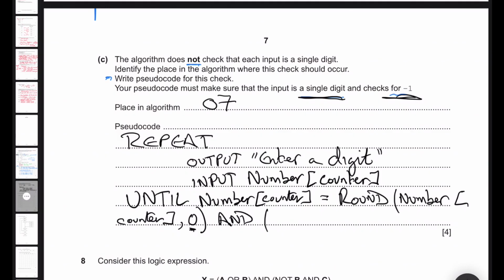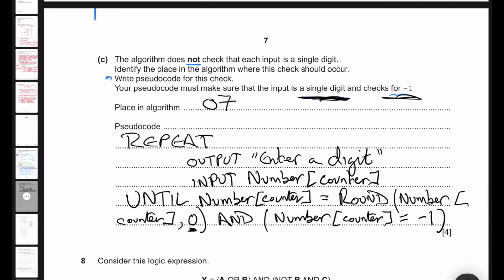And let's have a little look at this. Number counter equals -1. So output enter a digit, input number into the counter, repeat until the number in the counter is rounded to one character, and number counter equals -1. I think that will do.